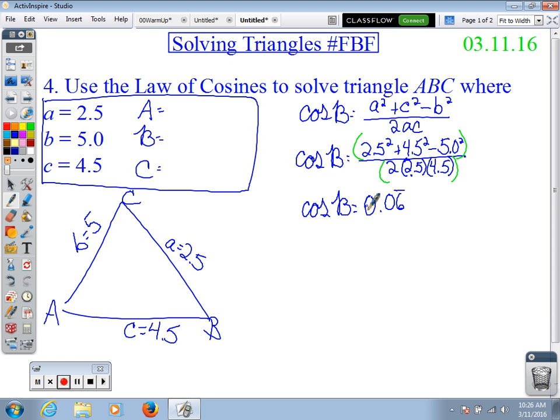Now that's the cosine of angle B. It's not actually angle B. So what I need to do is take the inverse cosine of 0.06 repeating, and I should get that angle B is approximately equal to 86.2 degrees. Take that over to my chart.